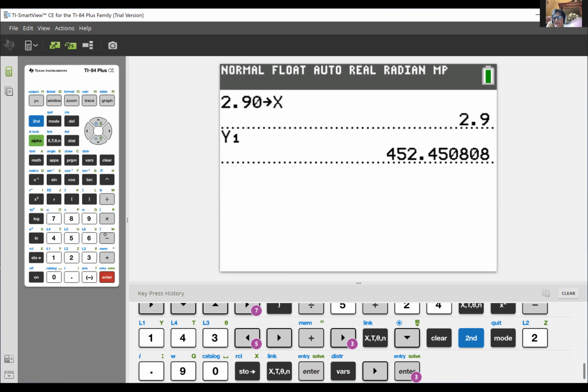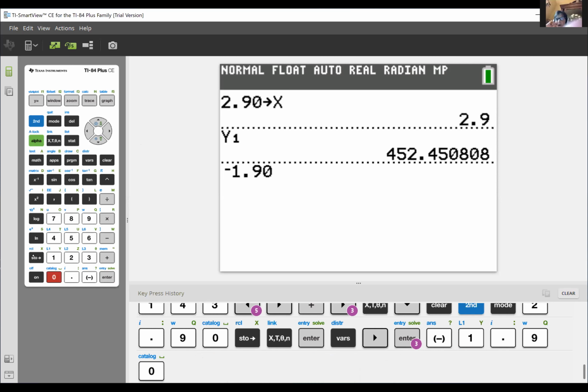All right, subtract the lower limit. Now, guys, do we have our anti-differentiation function in there already? Yes. All right, now what are we going to type in? The lower limit separately. So we're going to type in negative 1.90. Mm-hmm. And what are we going to do with that quantity?